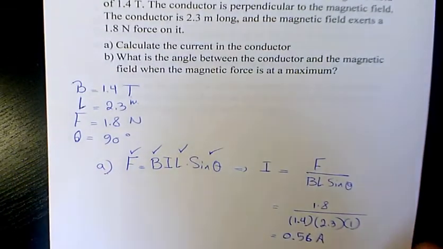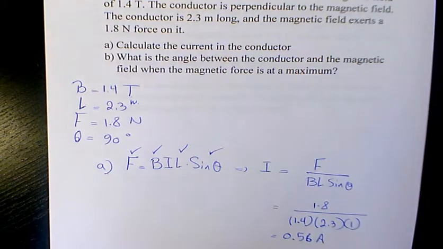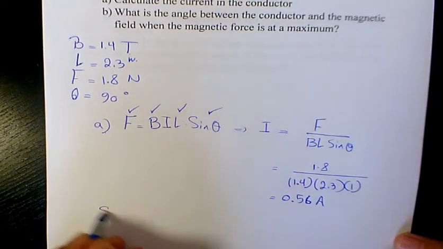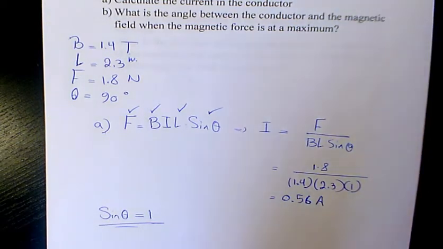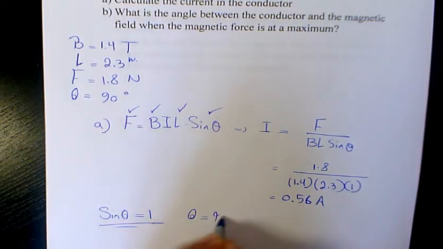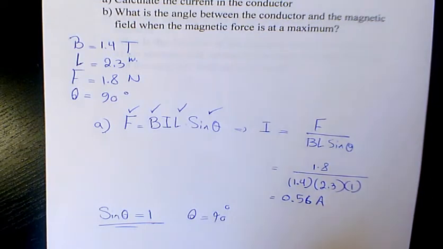Part B, it says, what is the angle between the conductor and magnetic field when the magnetic force is maximum? It is going to be maximum when sine theta equals 1, because sine theta is changing from -1 to 1. We cannot have a negative number for this case, so sine theta is going to be from 0 to 1. So the maximum value is 1. It means that theta must be 90 degrees. So this is the angle between conductor and the magnetic field when the magnetic force is at maximum.